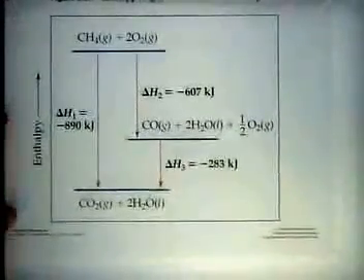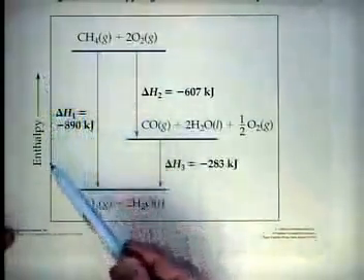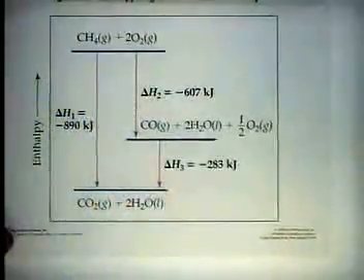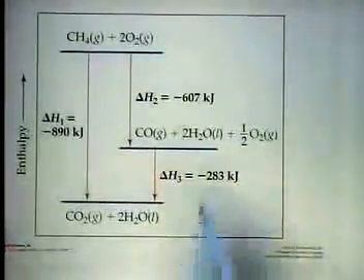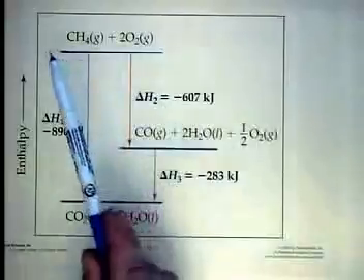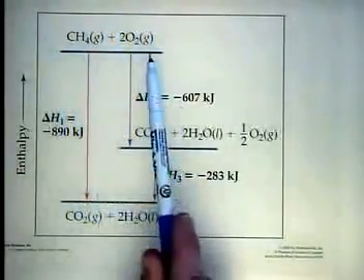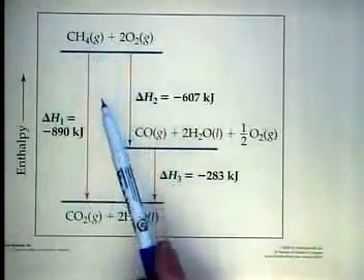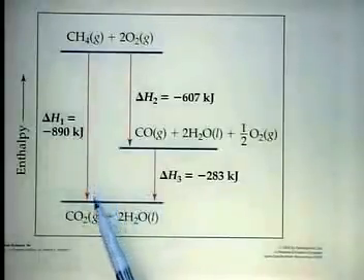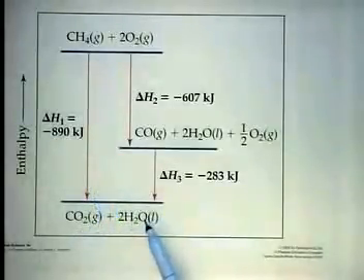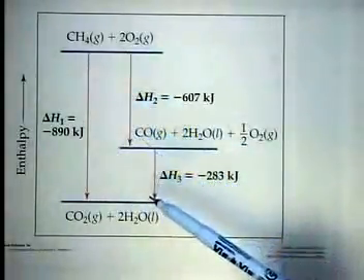In this enthalpy diagram, you can see enthalpy is on the vertical axis, and so enthalpy increases as you go up. In this particular diagram, the reactants for the combustion of methane are on the top, and energy would be released. Notice delta H is negative 890 kilojoules as we go to the products down here. There's also an intermediate step here that you can break this up into two parts as well.